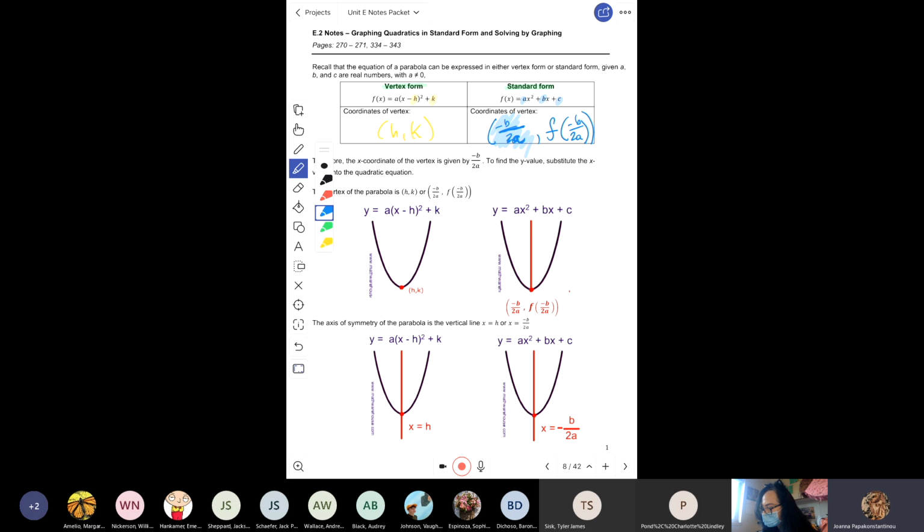Now, again, we talked about how to find that axis of symmetry. If I'm trying to write the axis of symmetry, it is the equation of this line that passes through the vertex. So if given in vertex form, it's x equals h. If it's not given in vertex form and it's in standard form, it's still x equals h, but that h is obtained by negative b over 2a. Any questions on that? Okay.